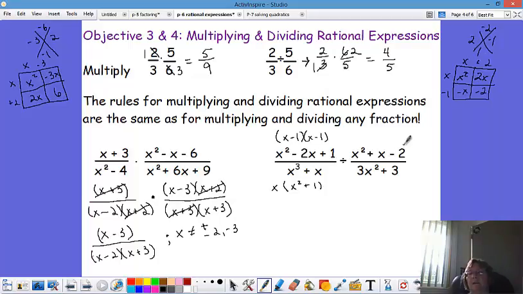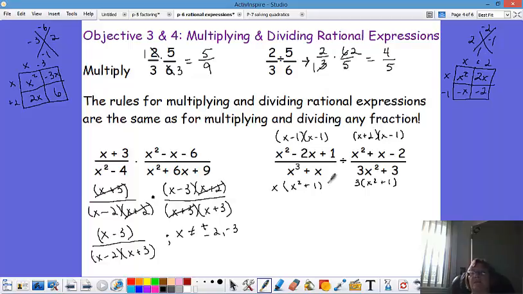On the bottom, GCF of x, that's going to leave us an x squared plus 1 here. On this one, this is factorable, and I've done my scratch work up here in the margin. It factors, I did the box method, it factors into the quantities x plus 2 times x minus 1. And on the bottom, 3 is the greatest common factor, leaving an x squared plus 1, which sounds sort of familiar.